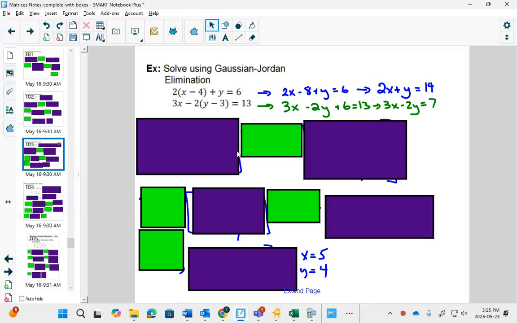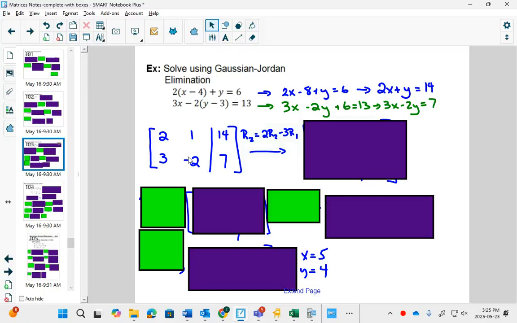What do I have to do? I'll put up all the work. This is what I did. So here with the 2 and the 3, I took 2 row 2s minus 3 row 1s.